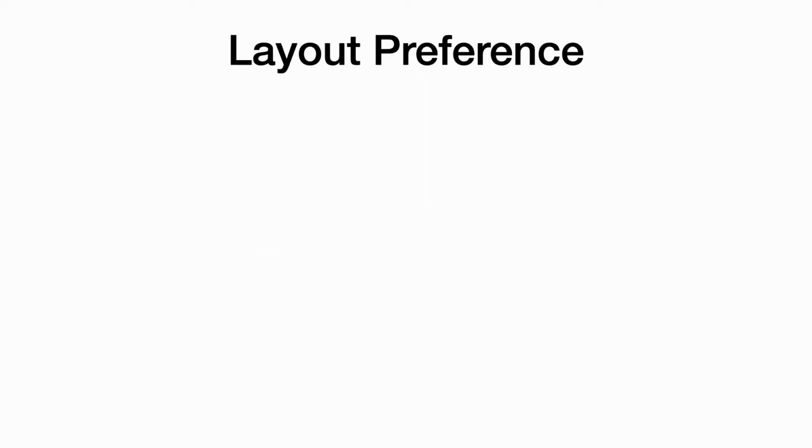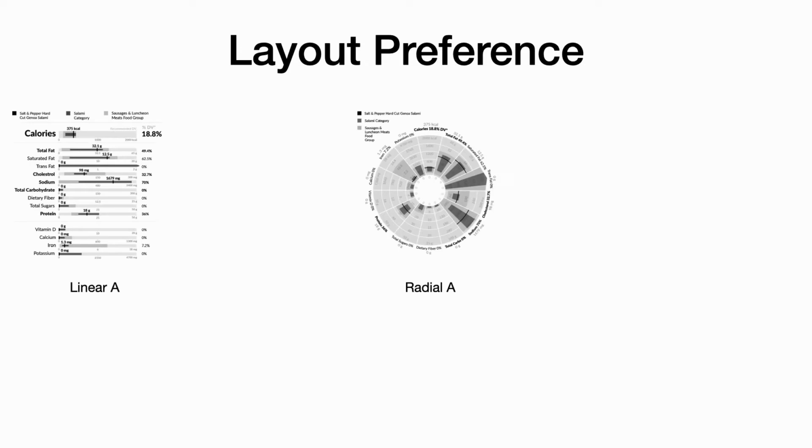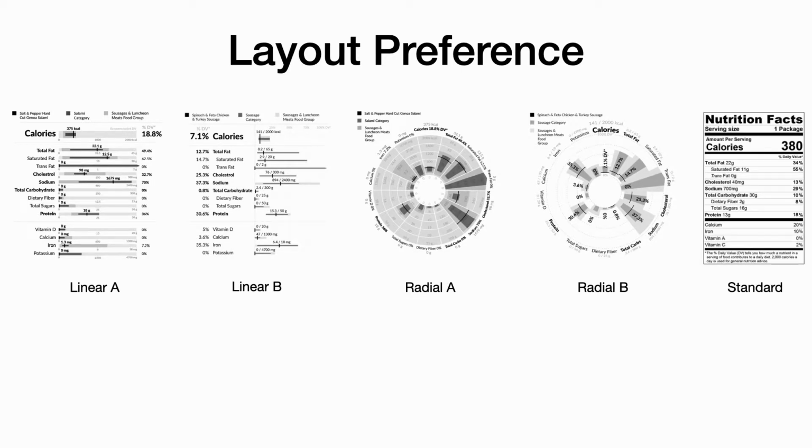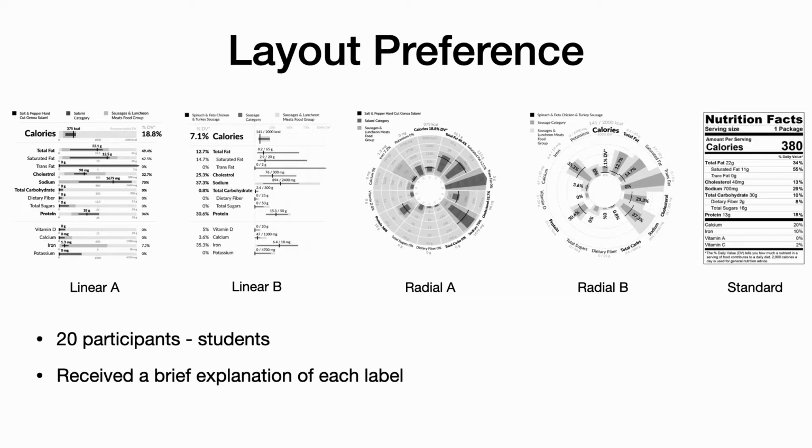We start with a layout preference. We tested both the linear and radial layout. We added additional variation of each that primarily differed in label positioning and coloring, and we added the standard label to the test. For the study, we recruited 20 participants who were students on our campus. Each participant received a brief explanation of the labels, after which they were asked to rank them based on which they prefer to use when reading nutritional content of foods. It should be noted that we used grayscale versions of the labels so as to avoid engaging users with the color.